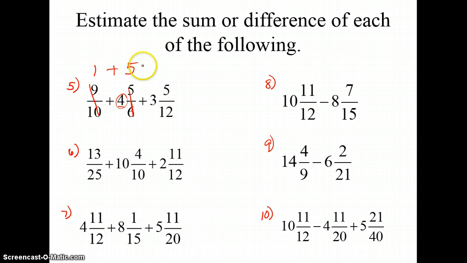For the third mixed number, I'm going to leave the 3 for now and look at 5/12. 6 is half of 12, and 5 is close to 6, so I'm going to estimate 5/12 to 1/2 and leave that whole number 3. Now I need to add. 1 plus 5 is 6. Plus 3 is 9, and the only fraction I have is this 1/2, so 9 and 1/2 is my estimated sum.